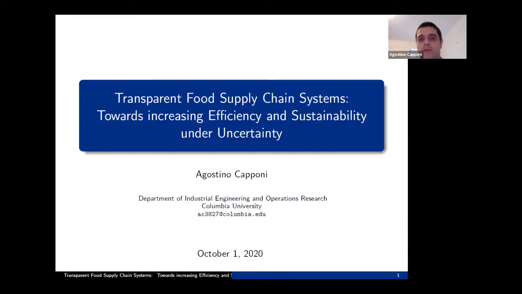Again, welcome to this session on supply chain. What I want to do is present my work done as part of the IBM Columbia grant awarded under the COVID-19 call for papers. And the objective is to design a transparent food supply chain system where we aim at increasing efficiency and sustainability in the presence of uncertainty.